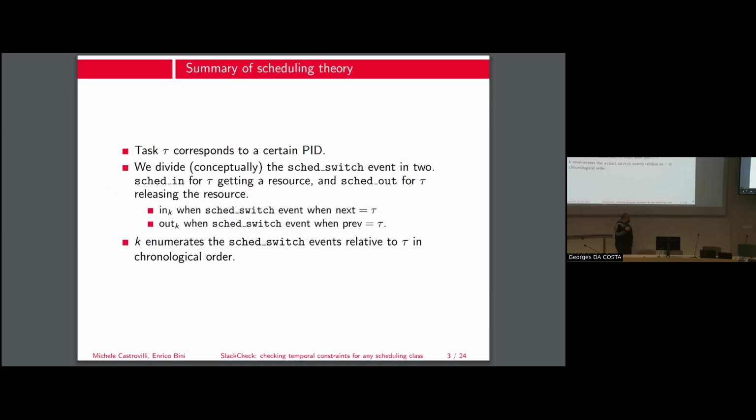I'm going to go over the scheduling theory per task a little bit. So we have the task, which is just a process ID number, and the sched switch event that I'm going to use, I'm going to conceptually define as in and out, because when a task gets put on the CPU, for me it's a sched in, and when preempted out, it's a sched out. I'm going to take in_k and out_k as the timestamps of those events, and that will basically tell me how long the task has been on the CPU or not.